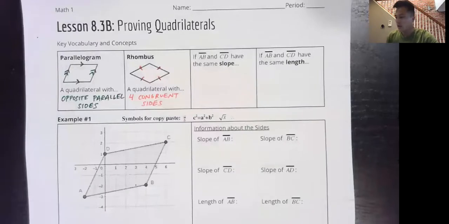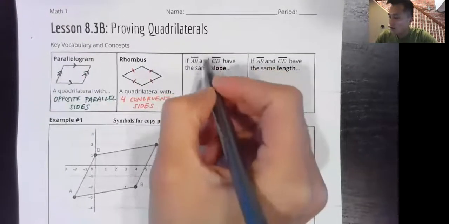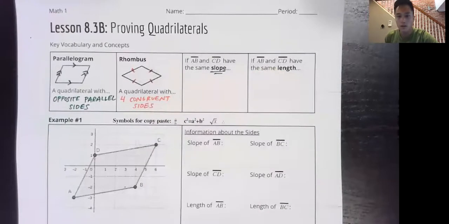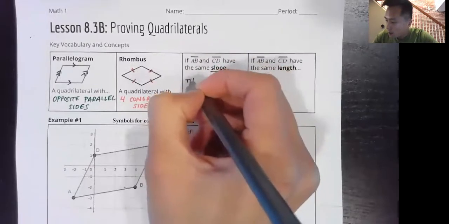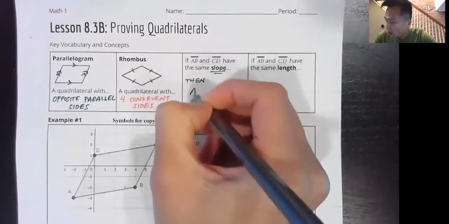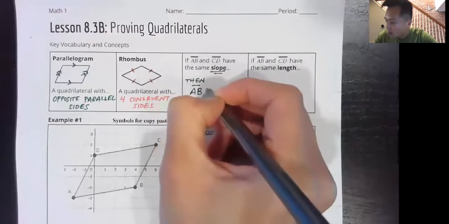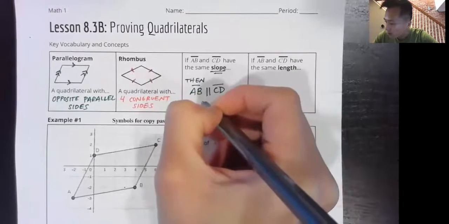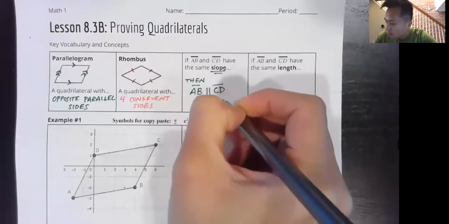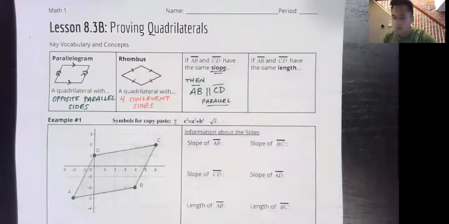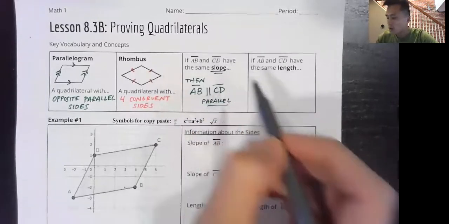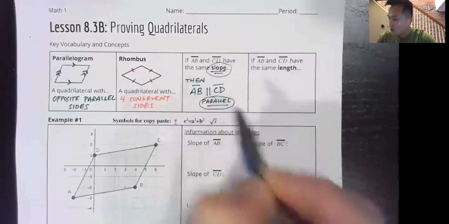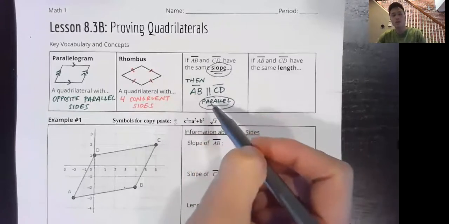We've also learned that two lines such as AB and CD, if they have the same slope, then we can say that AB, that line, is parallel to CD. This little symbol means parallel. So I really want you to connect in your minds slope and parallel. Same slope means the lines are parallel, they'll never touch.